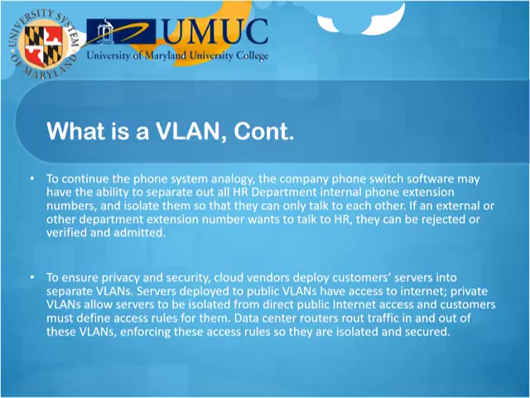Servers deployed to public VLANs have access to internet. Private VLANs allow servers to be isolated from direct public internet access, and customer must define access rules for them. Data center routers route traffic in and out of these VLANs, enforcing these access rules so they are isolated and secured.